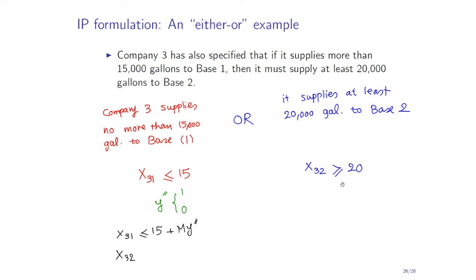I want to use the same switch, so the other constraint should be like this. I have to use 1 minus y double prime. So if the value of y double prime is 0, then this constraint becomes redundant.